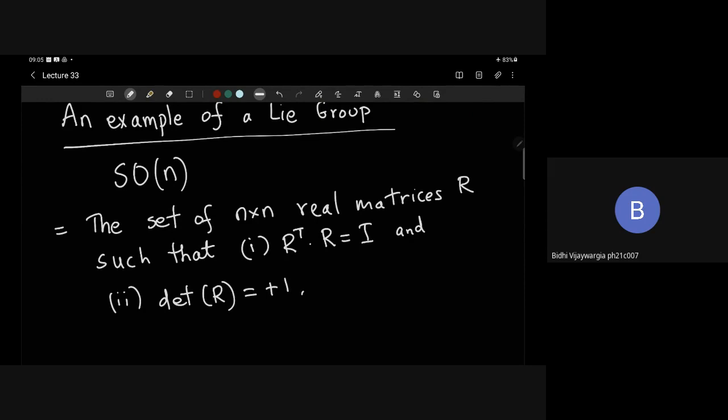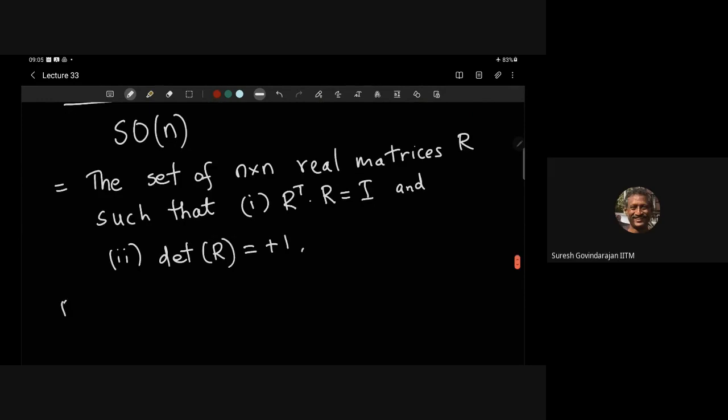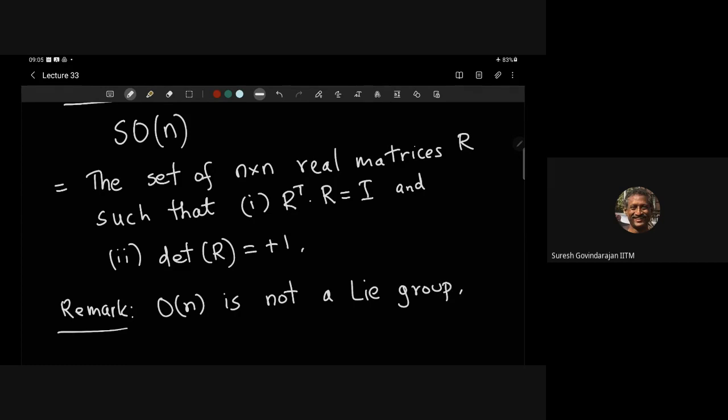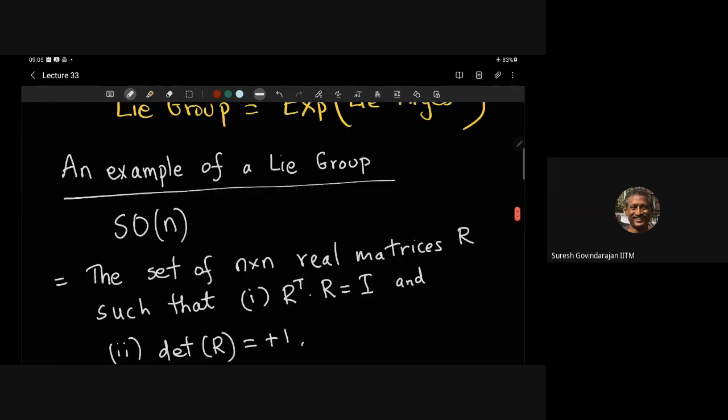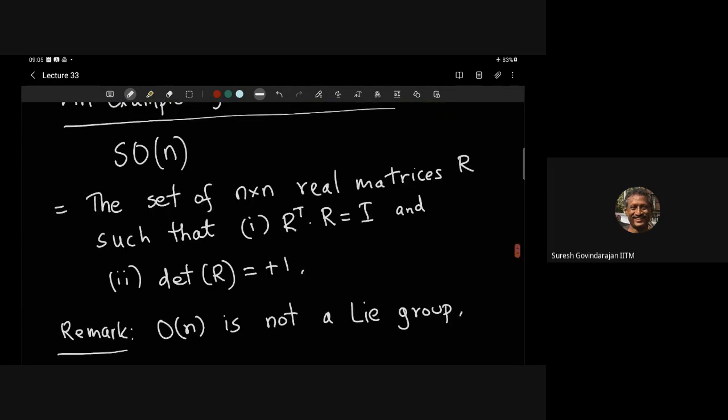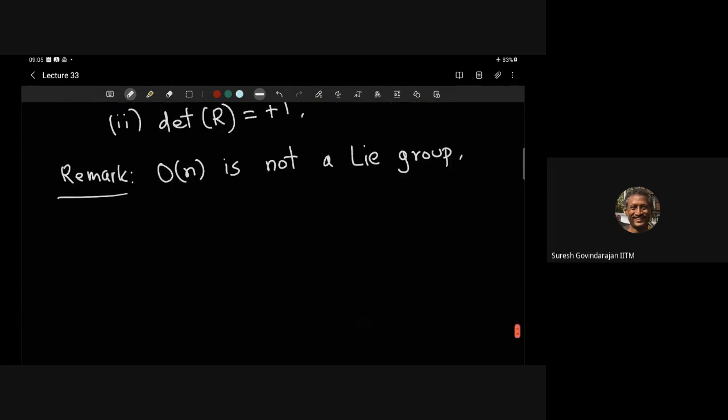Okay. So this is an example. An important remark is that O(N) is not a Lie group. Okay, so this is the example, and we will work this out and we will see how this goes. Okay. So we will start with, now I'll write the formula.